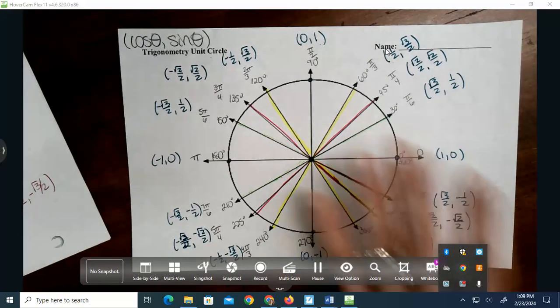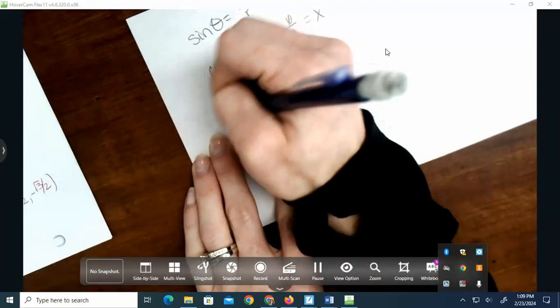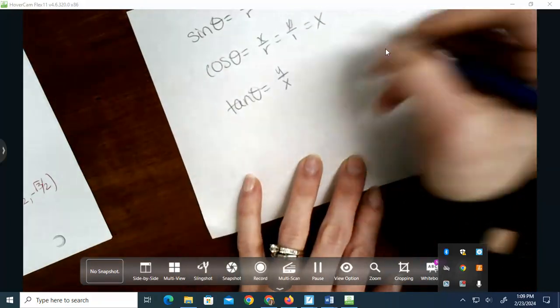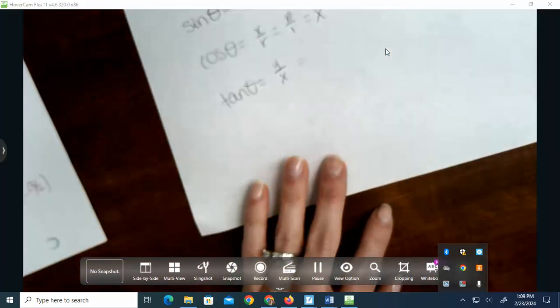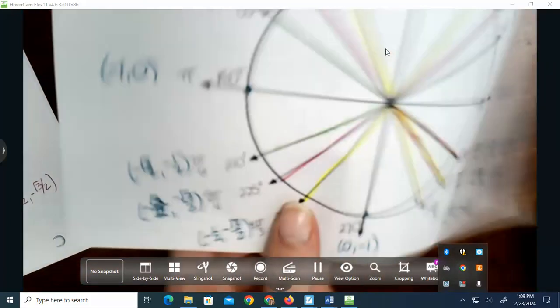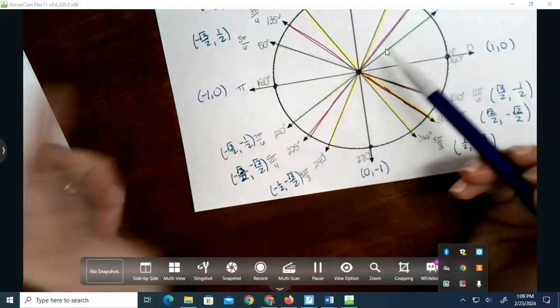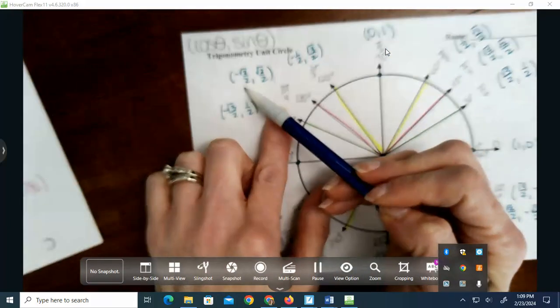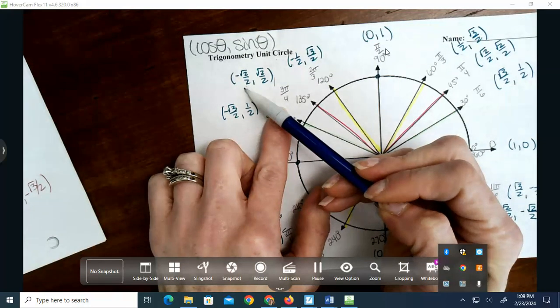Tangent, remember the definition of tangent. It's just y divided by x, the two divided. So you divide them. So if I said the tangent of 3 pi over 4, it's radical 2 over 2 divided by negative radical 2 over 2. So you get negative 1.